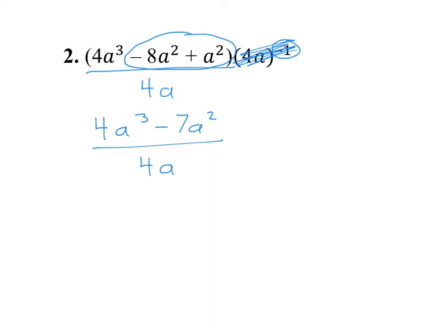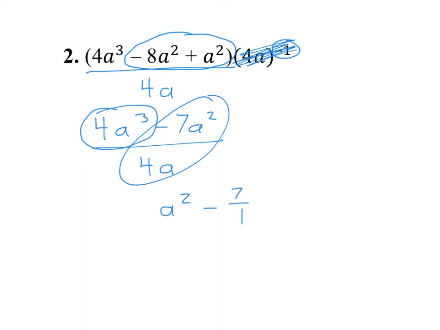Okay, so whenever there's a monomial on the bottom, just make sure that everything in the numerator gets divided by that. So first I'm going to divide this by 4a. That would be a squared. Then I'm going to divide this. So that would be minus 7/4 a.